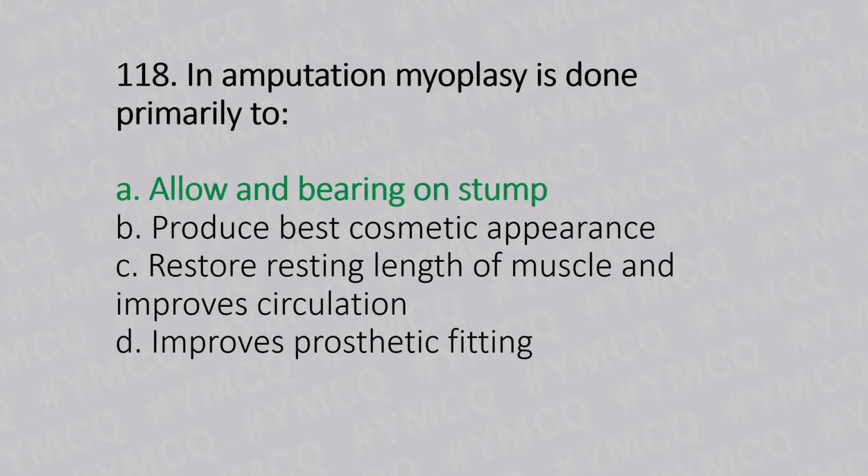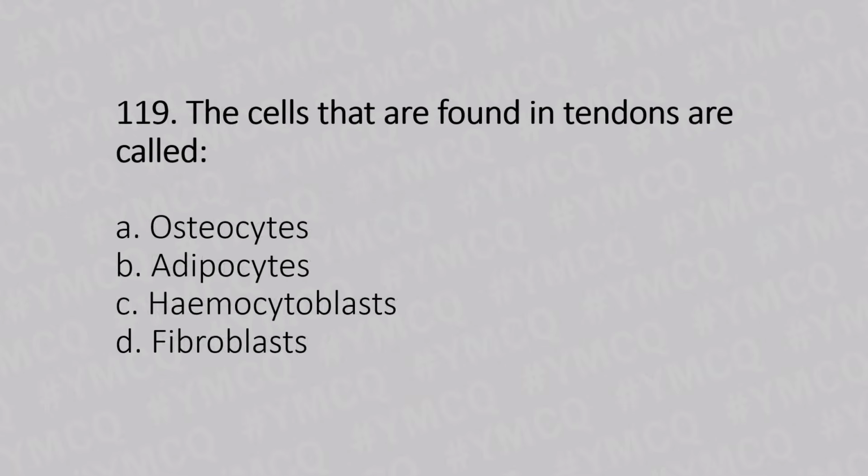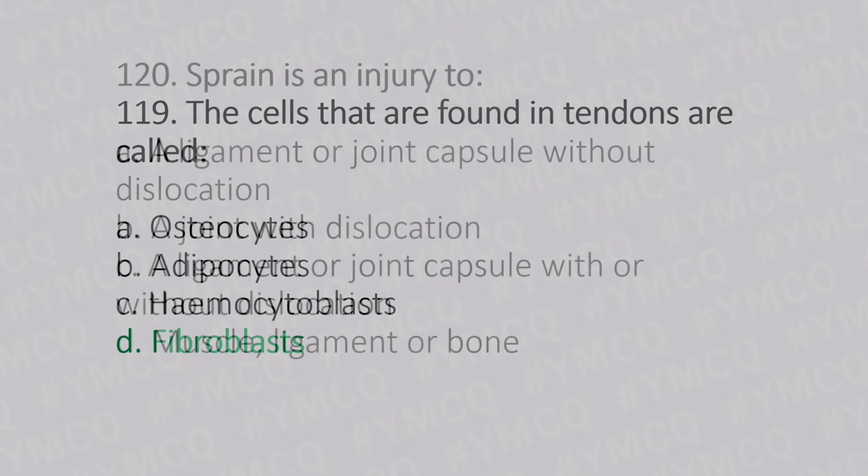Now let's move to our question number 119. The cells that are found in the tendon are called option A, osteocytes. Option B, adipocytes. Option C, hemocytoblasts. Option D, fibroblasts. And the answer is option D, fibroblast.